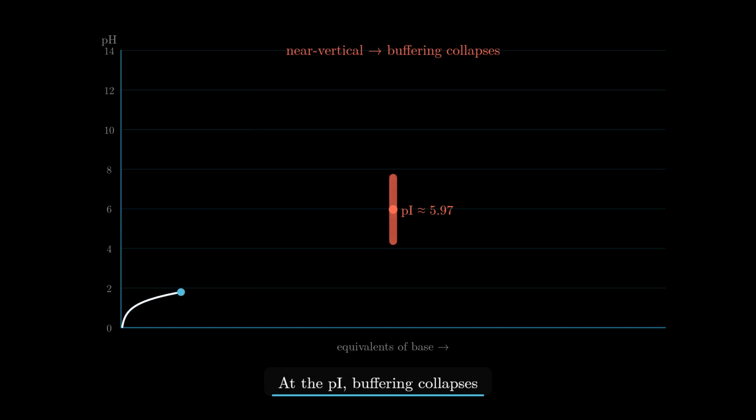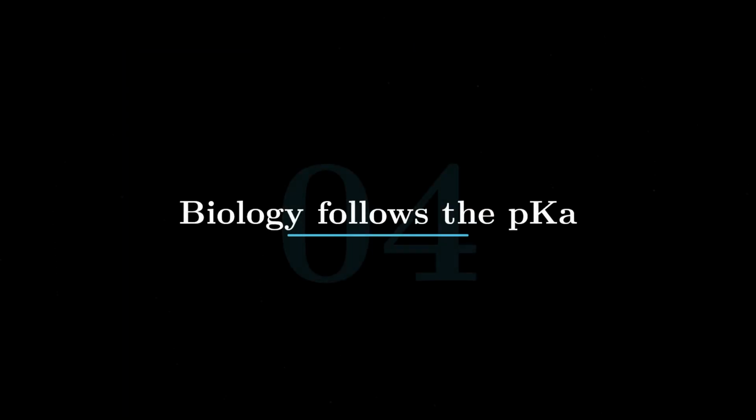Sit with that. The Pi of glycine, about 6, is close to the pH your cells operate at. And that is the exact pH where glycine is least able to resist a change in pH. The place it looks most neutral is the place it's most fragile. That's why life does not lean on amino-terminal groups to buffer the blood. So which groups does biology use?